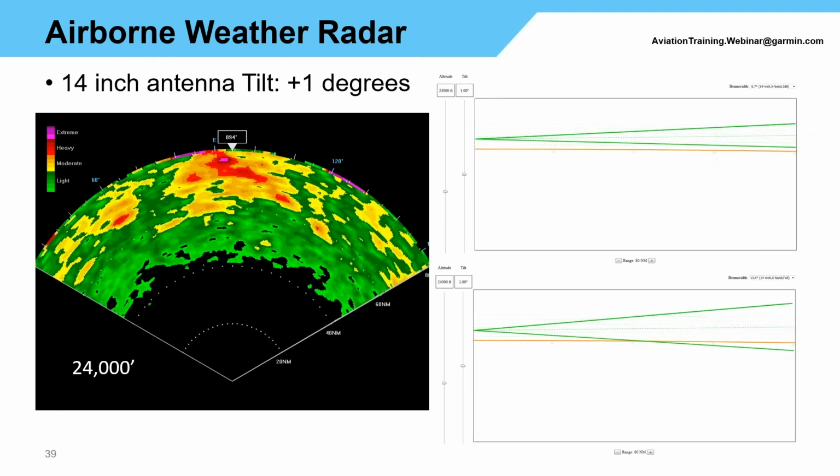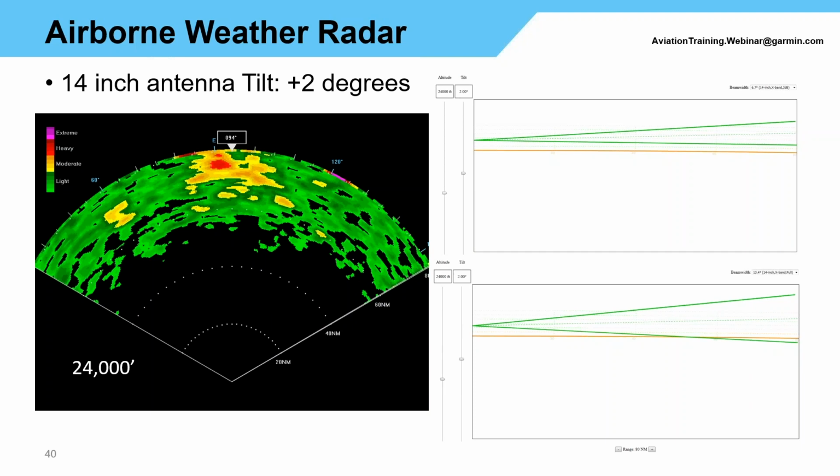Tilt up to +1, tilt up to +2, and this is probably where I want to stay, either +2 or +2.5. That is minimizing my ground clutter. So based on my altitude and the range that I have set, so 80 miles, I'm looking for ground clutter returns on the outer third of my scope. This is a great setting for me.